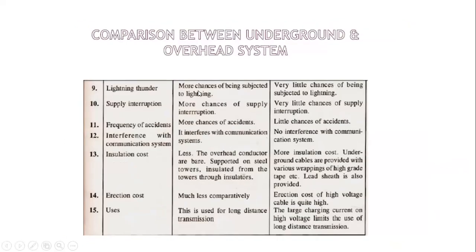Next, lightning. In overhead systems there are more chances of being subjected to lightning strokes, and very little chance in underground systems. And supply interruption: more chances of supply interruption in overhead systems, and very little chance for supply interruptions in underground systems. And frequency of accidents.